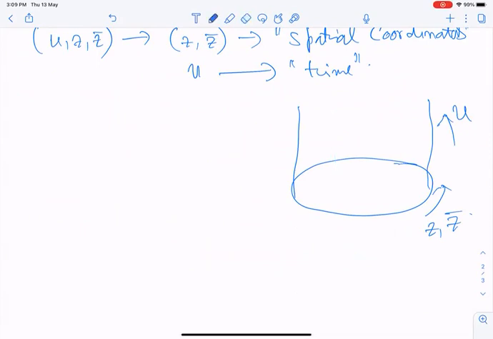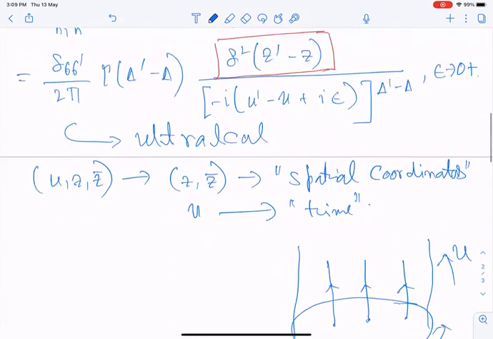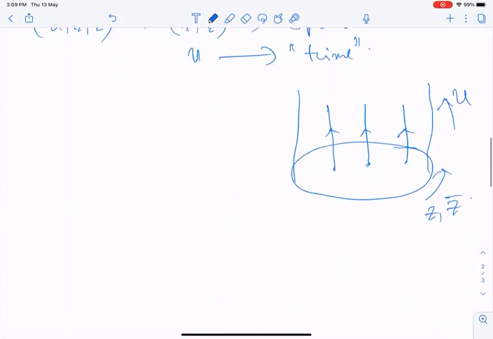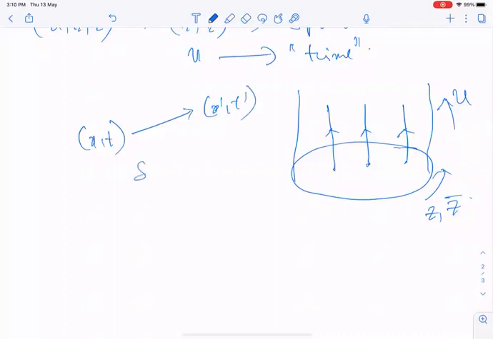They sit at one point and they just move like this. They don't move in the z, z bar direction. They are just moving in the u direction. So particles don't move in the spatial direction. Now this is very different from the space-time case, because we know that in space-time, if you have 2 points x t and x prime t prime, particles can move between these 2 points. You don't have any constraint like delta of x minus x prime.